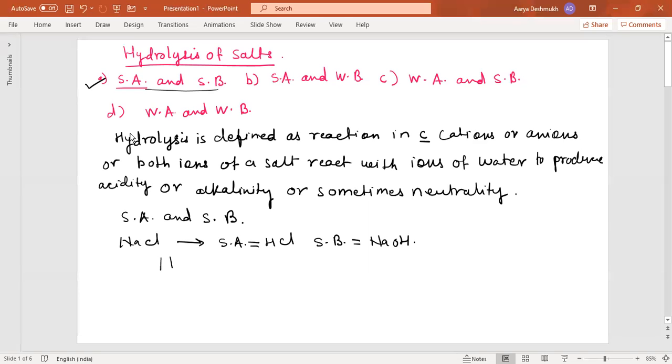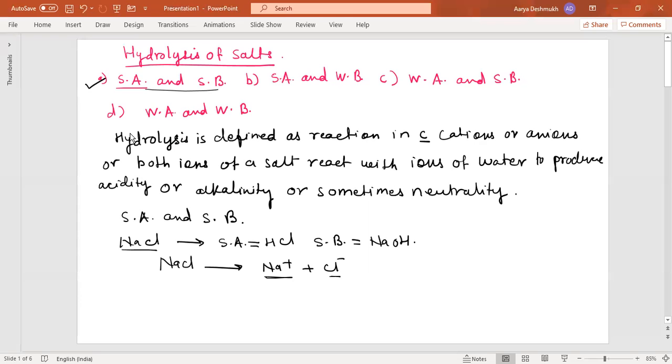Means this NaCl first will ionize. NaCl will dissociate as Na+ and Cl- ions. Now the ions which are formed do not have the tendency to react with water. Because if they react with water, what is the possible product? Na+ plus H2O will form NaOH, and here it will form HCl. So HCl and NaOH both are strong electrolytes. Means even if they are formed, they will again dissociate completely in the aqueous solution. And in this way, the ultimate product will be NaCl itself.